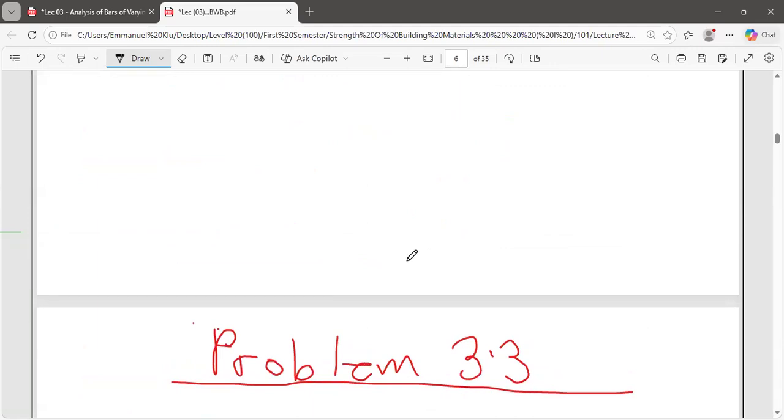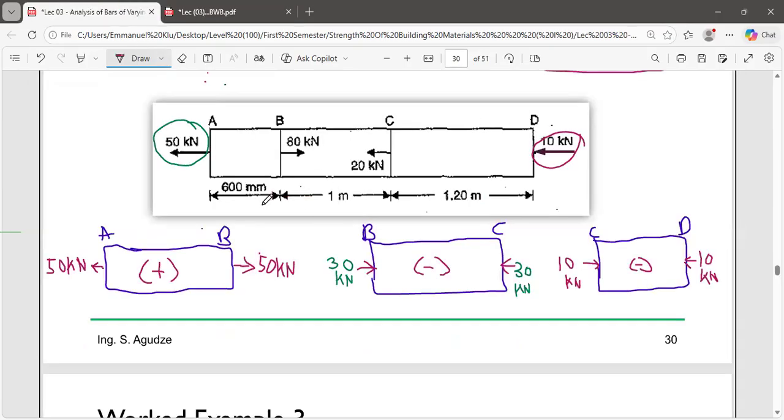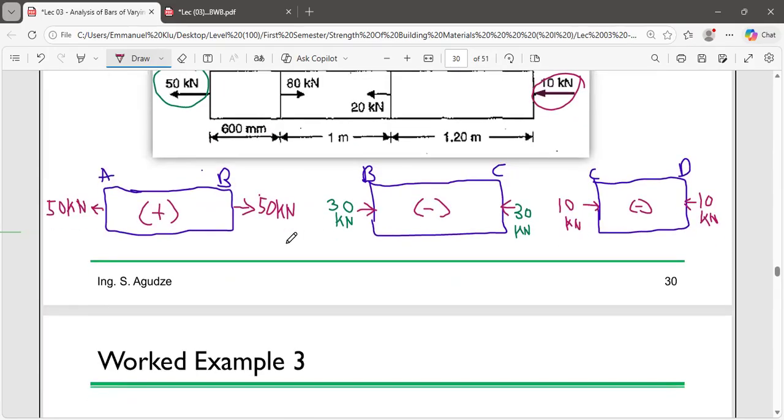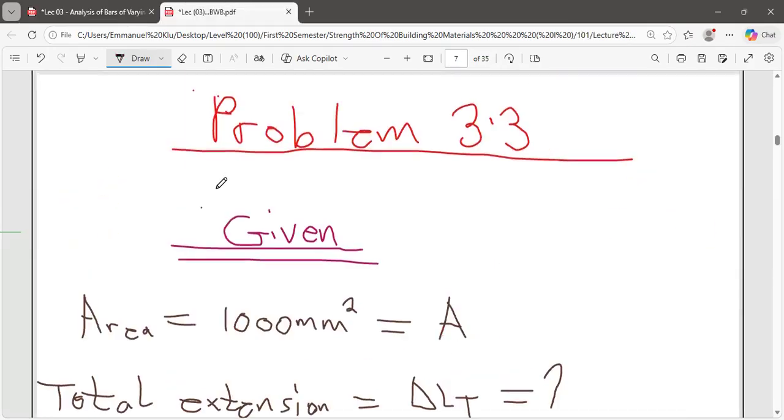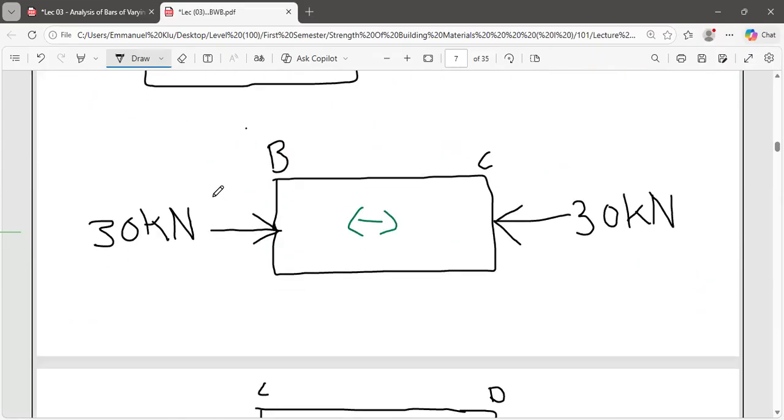The question we had, if you like, I can put the question over here. So this is the question that we are solving. There will be no need for me to still write the question down. So let's proceed.